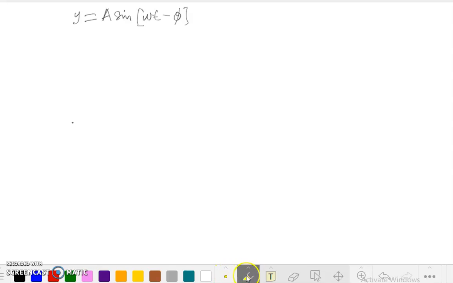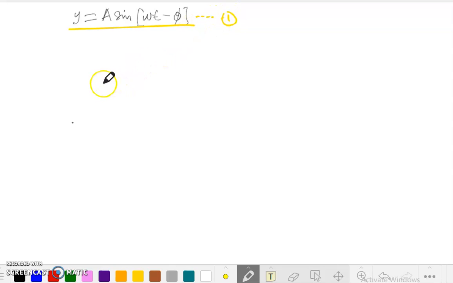Let's make this pen more bright. Good. So this is what we have, and we are going to prove that indeed this is actually true. Okay. So we can call this equation 1.